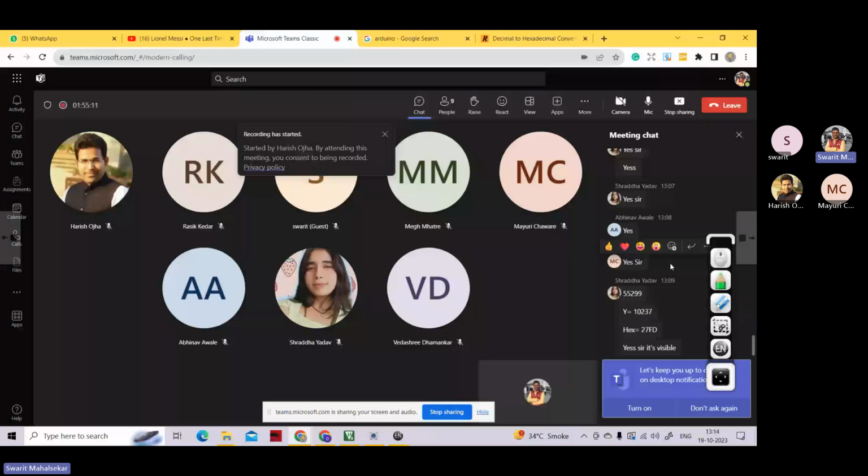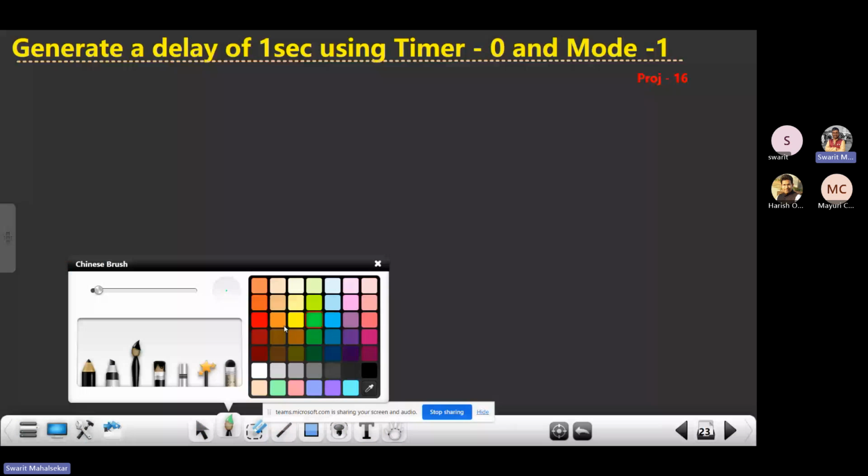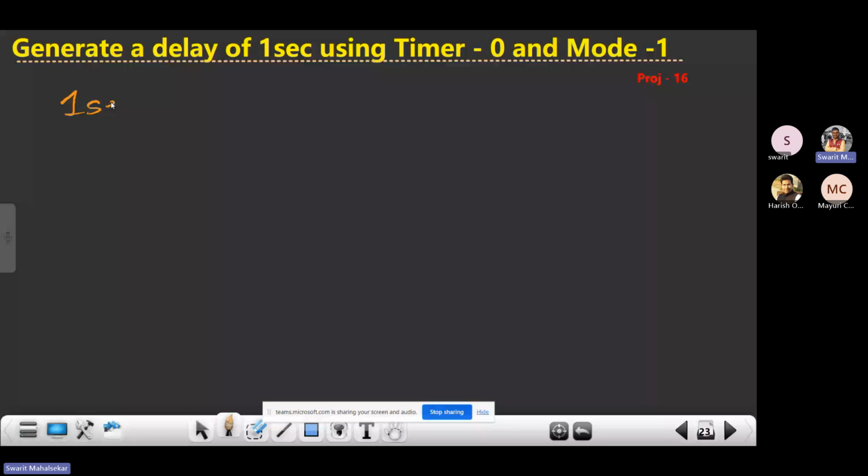And please update the values. I'll just start it for you all. Our intention is to generate a delay of 1 second. So 1 second divided by 1.085 microsecond, right? And then whatever value you get, you need to subtract it from this one. Rough idea I'm giving.